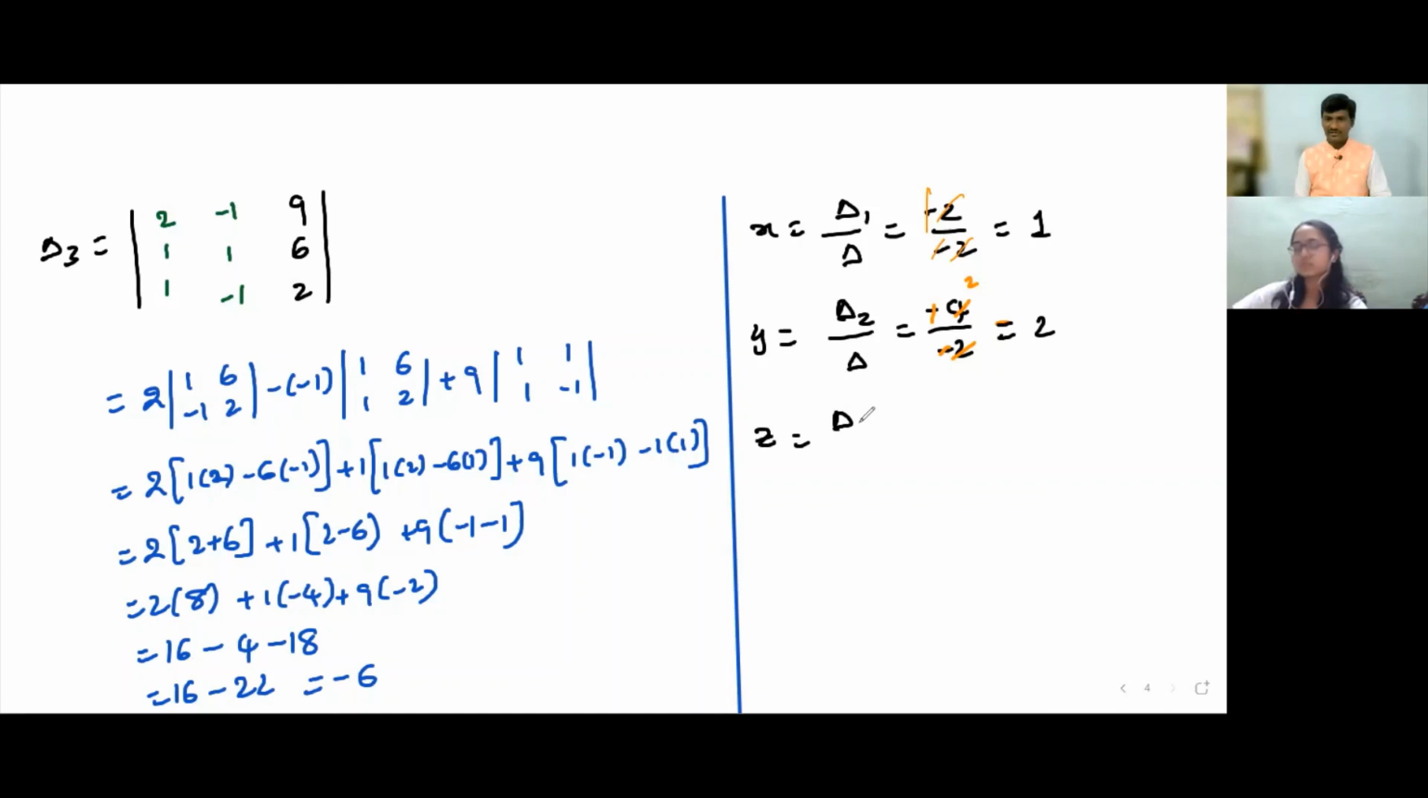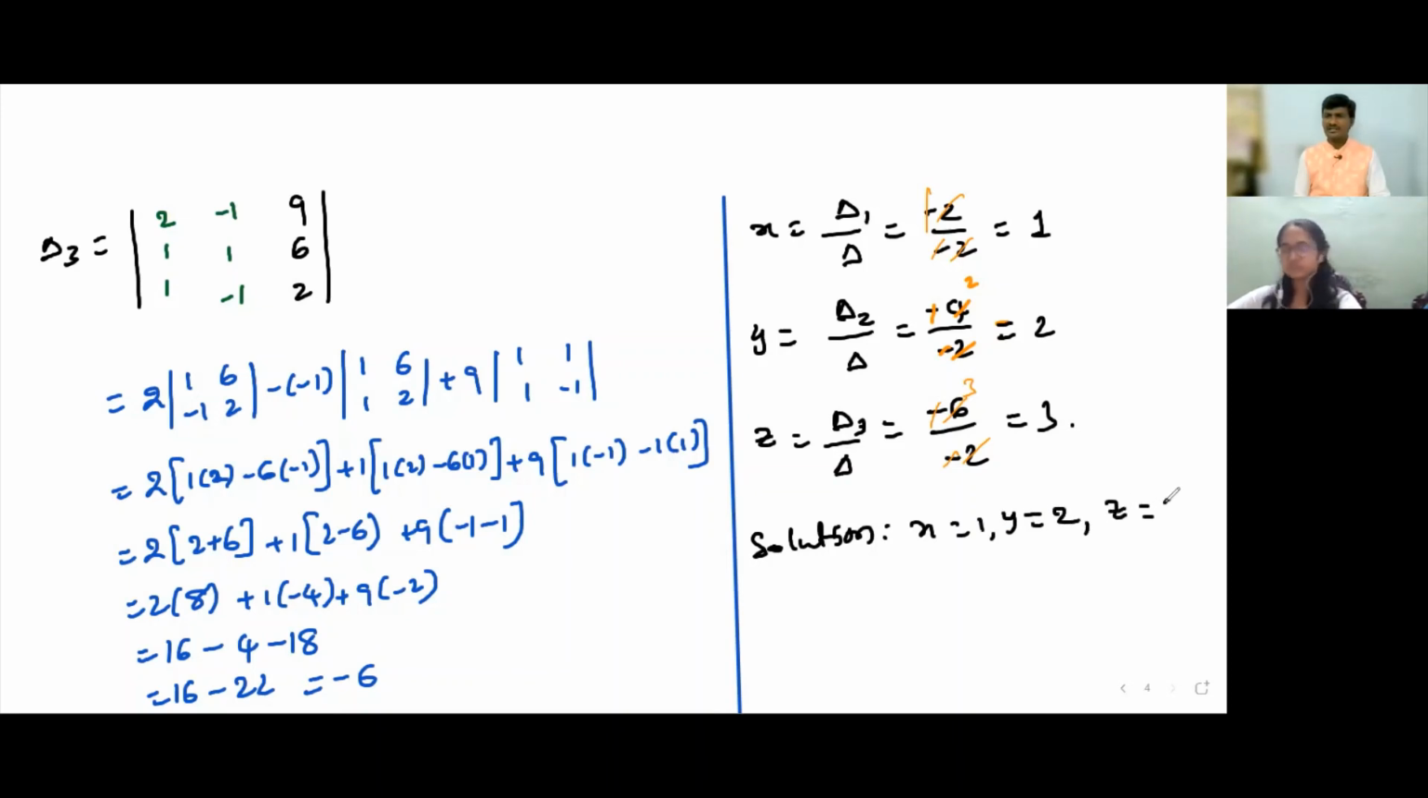And z is equal to delta 3 by delta. What is delta 3 here? Delta 3 is minus 6, divided by delta, which is minus 2. Minus minus gets cancelled, 2 times 3 is 3. So this is equals to 3. So finally, what is the solution here? The solution is x equals 1, y equals 2 and z equals 3.